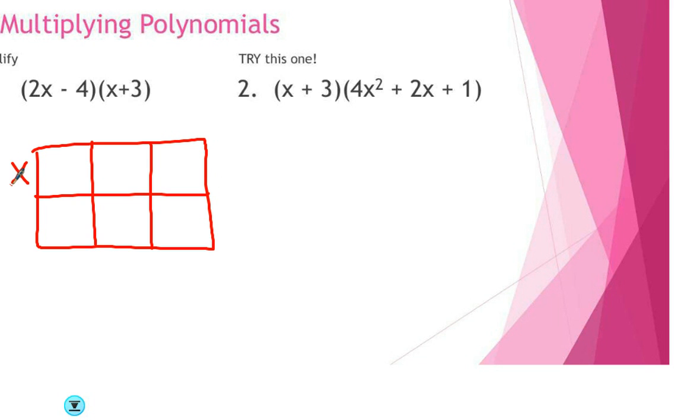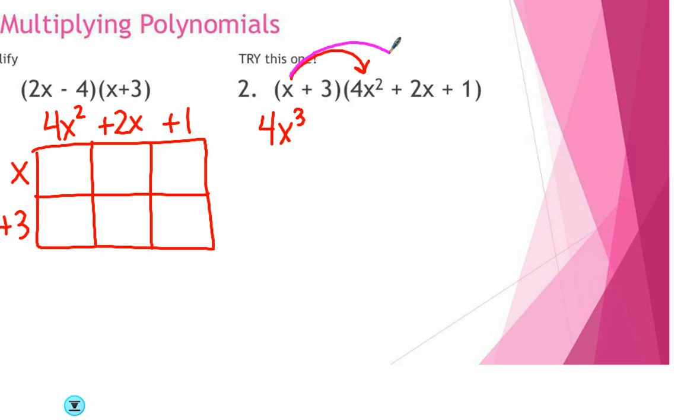Alright, so I have an x and a positive 3 times 4x squared, a positive 2x, and a positive 1. I'm going to work these both ways. Essentially what we're doing is the same thing that we did last time, we're just distributing a lot. x times 4x squared, we get 4x to the third power. After that, I'm going to distribute my x again. I have to distribute it 3 times up here first. x times 2x is a positive 2x to the second power.